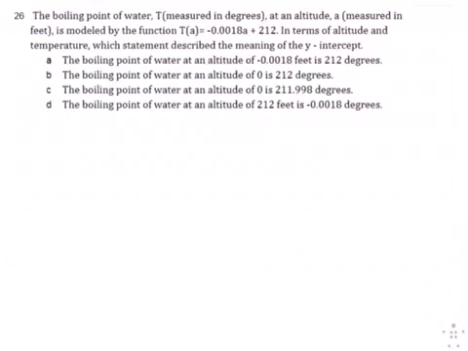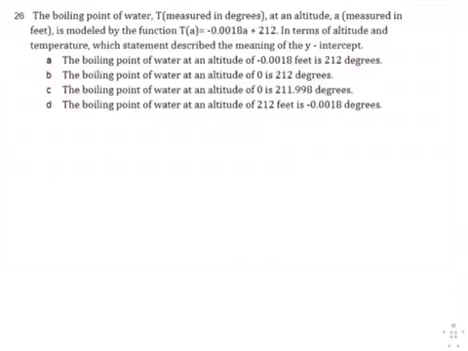26. The boiling point of water, T, measured in degrees, at an altitude, A, measured in feet, is modeled by the function T of A equals negative 0.0018 A plus 212. In terms of altitude and temperature, which statement describes the meaning of the y-intercept?